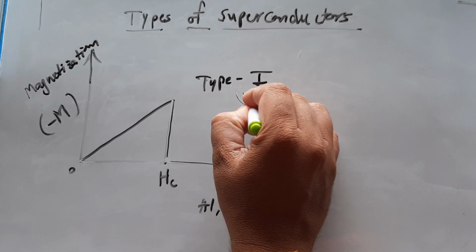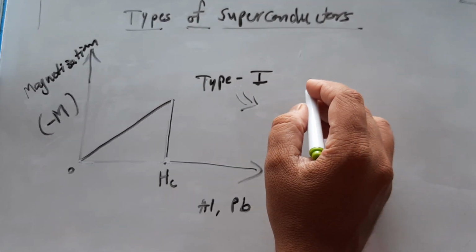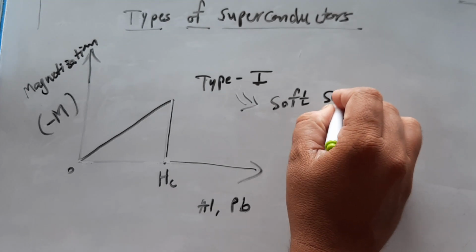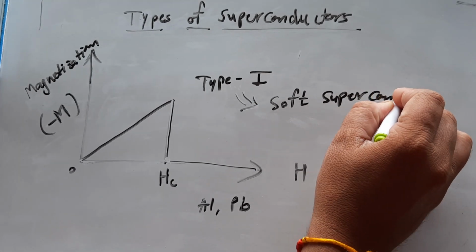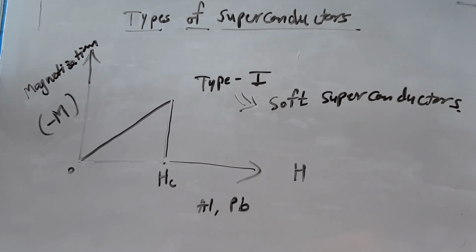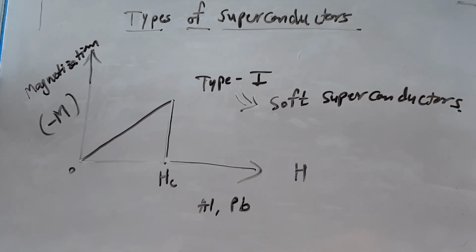So that's why this type of superconductor is called a soft superconductor. They are called soft superconductors. Okay, so this was about type 1 superconductor.